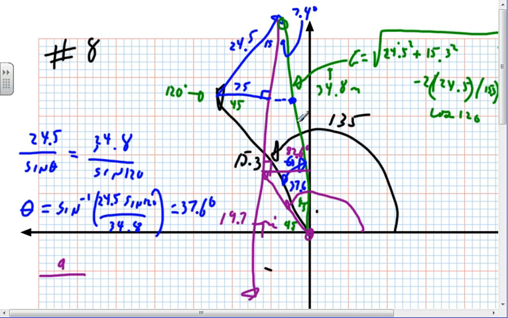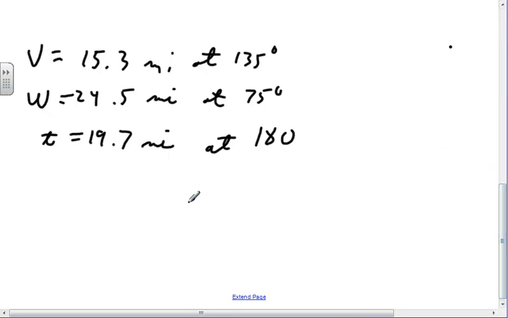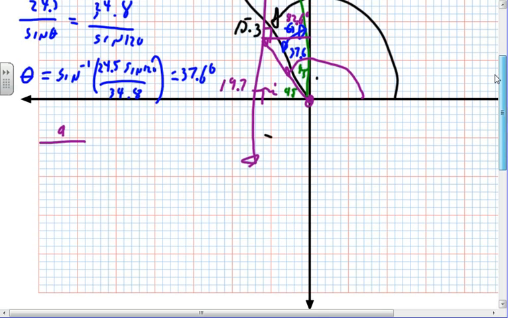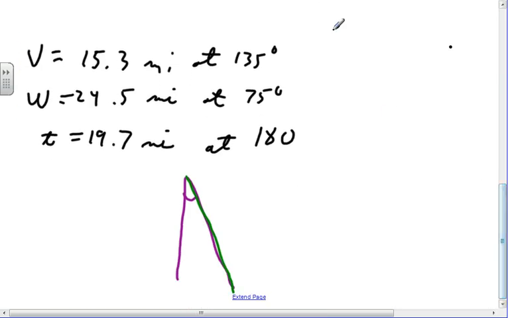I know this side, I know that. Okay, here we go. I got it. It's there. I just didn't see it. All right, so I know this side, I know that side, and I know that angle. Okay, this side's the green guy, the other side is the purple guy, and the angle is 7.4 degrees.